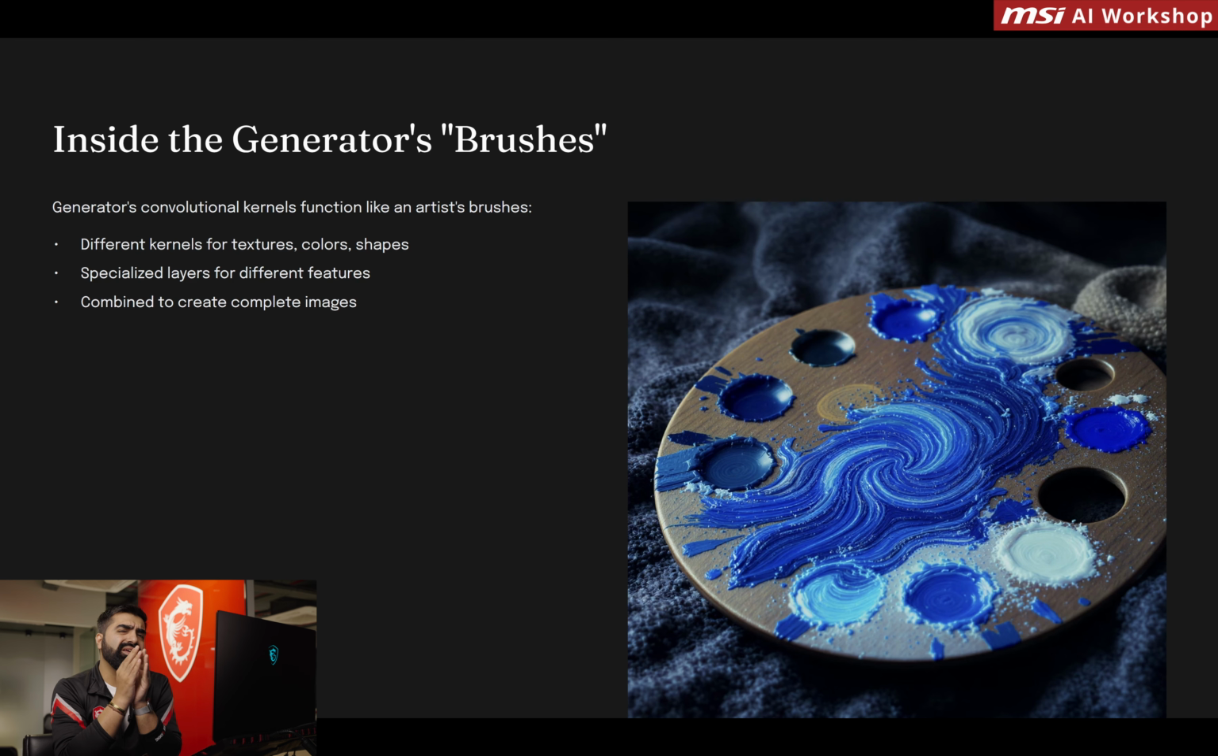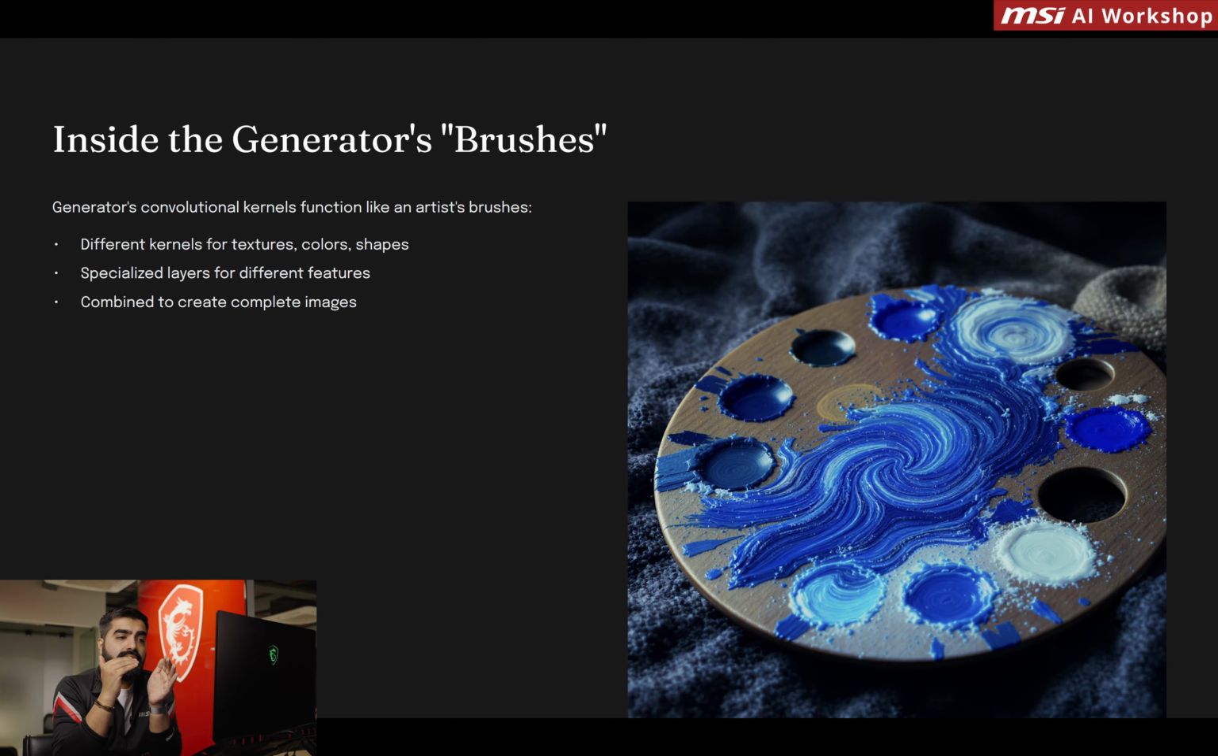Let's look at a different perspective as well. What are the different types of generator systems which we have now? There are different types of kernels. Again, this would go a bit technical, but we'll try to keep it at a much lower layer. So you would have different types of textures, different types of colors, different types of shapes. Each of these are basically understood by the model itself.